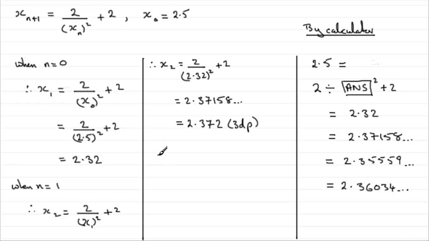So just to finish this off, x3 turns out to 3 decimal places to be 2.356, that'll be this one here, 2.356 to 3 decimal places. And finally, x4 turns out to be 2.360 to 3 decimal places. Okay, so hope you've got that, and that brings us to the end of the first part now of this question.